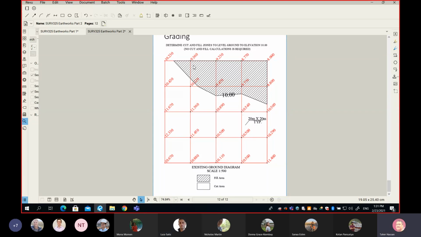All you have to do is find the minimum elevation, find the maximum elevation, and if your grading elevation is in between, normally what you'll get is cut and fill. If your grading elevation is above the maximum, it means everything is fill. If your grading elevation is below the minimum, it means everything is cut. Do you guys agree? Yes. Okay, now I want to be very specific before I proceed.